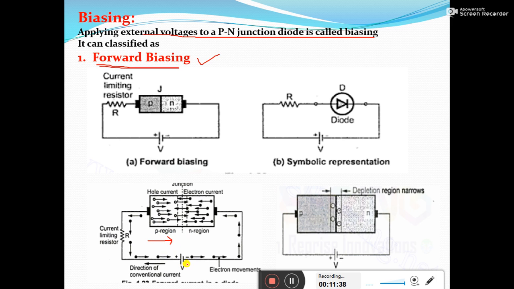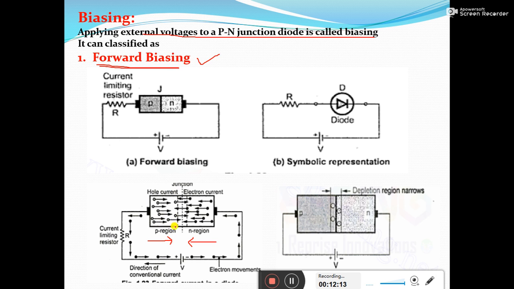Similarly, there is a negative source here. Negative source means a negative potential here, and the electrons, which are the majority carriers in the N region, possess a negative charge. Again, as per Coulomb's law, these two negative charges repel each other, so the electrons will try to move towards the junction. Remember, the electrons as well as the holes are moving towards the junction.